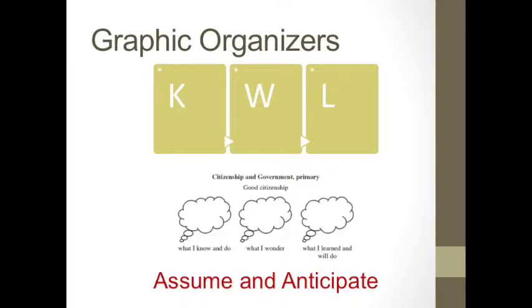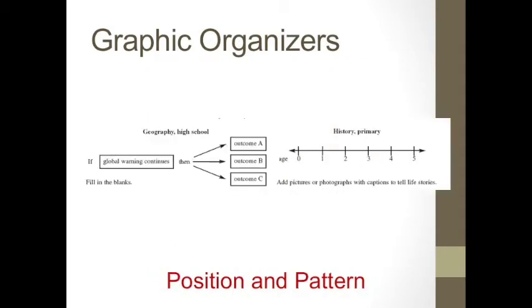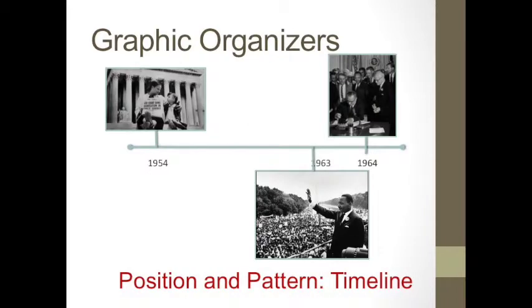So these you're probably very familiar with, but graphic organizers such as KWL charts, things that will assume and anticipate, so what students already know and what they'll predict will happen. Graphic organizers that get at position and pattern, like cause and effect for students, especially in social studies, or using a timeline for patterns of pictures. And a good timeline example here uses images for young students. I would add text to that as well.